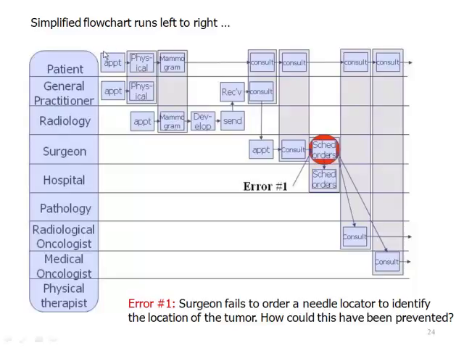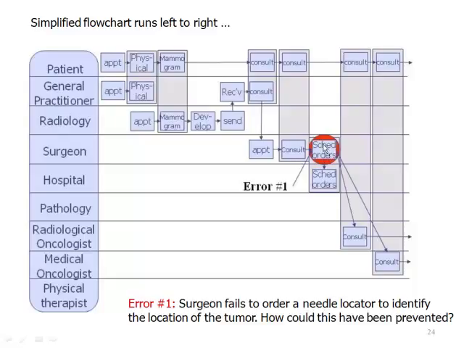The process started off with an appointment between the patient and the general practitioner. So they're both involved in this appointment. A physical occurred. Based on that, an appointment was made with radiology for a mammogram, which involved the patient and the radiologist. The radiologist developed the mammogram, sent a copy to the general practitioner who consulted with the patient. You know, we see a lump here, we need to think about what we're going to do about that. An appointment was then made with the surgeon to remove the lump.